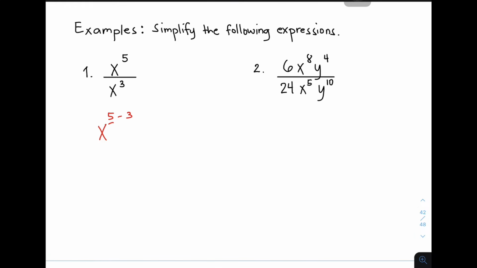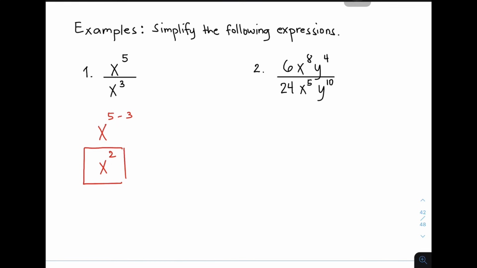The first number you will write here is the exponent of your numerator. Again, x raised to 5 over 3, and all you need to do is to simplify this. So it will give us x raised to 2. This is the simplified form of this expression. That's it for example number 1. Let's move on with example number 2. It looks like a complicated one, but we can do this.